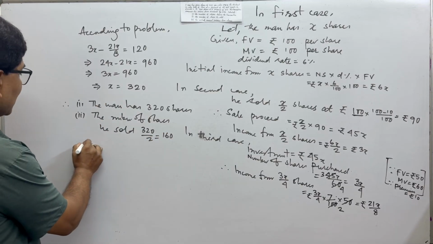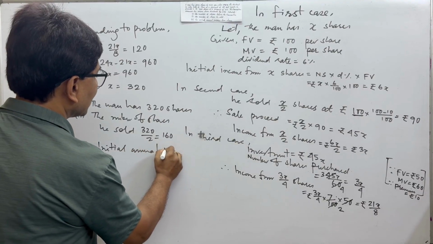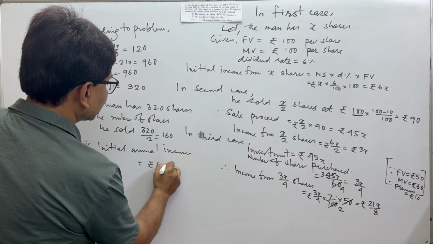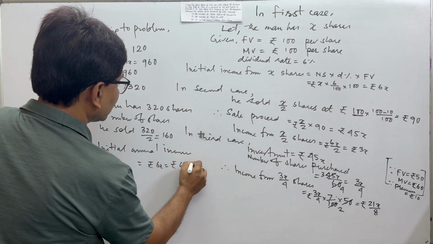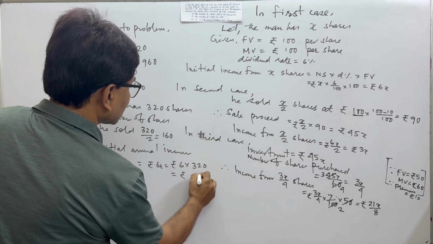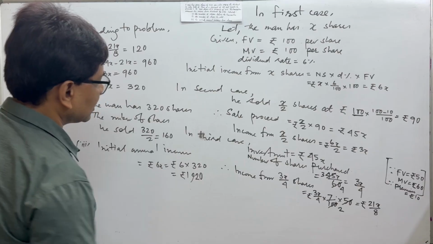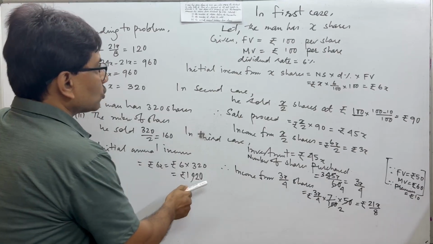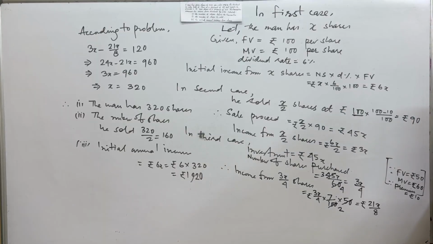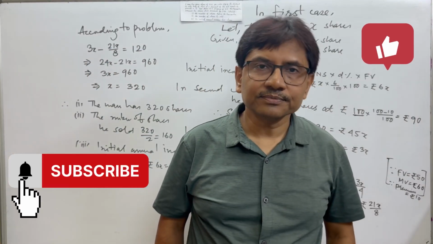This is also the initial annual income equals rupees 6x. Rupees 6 into x, 320, that is 6 times 320, so 1920. So I hope you understood this sum. Today's class is over. Bye bye.